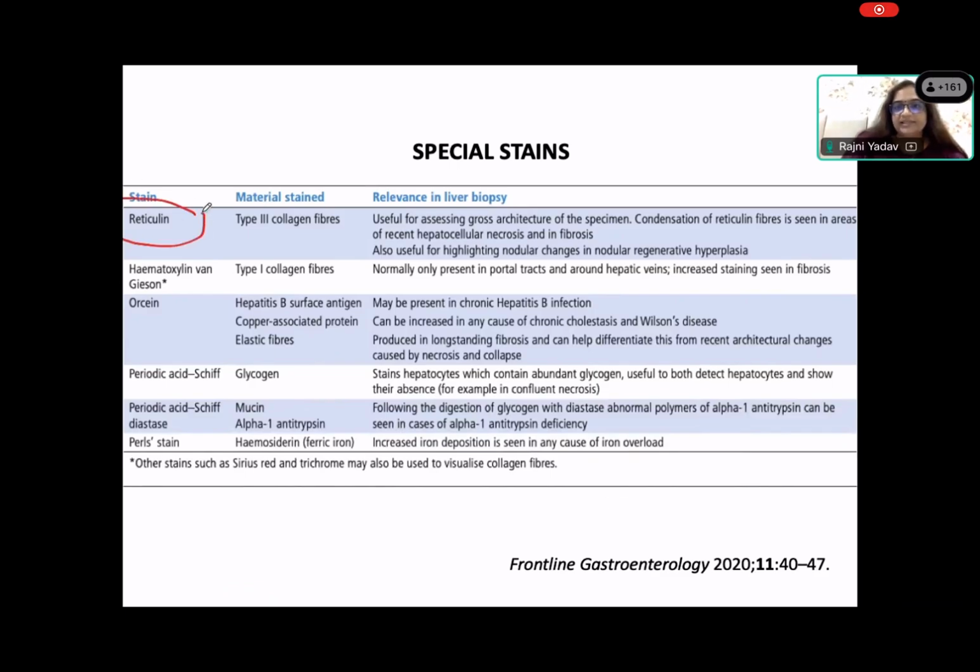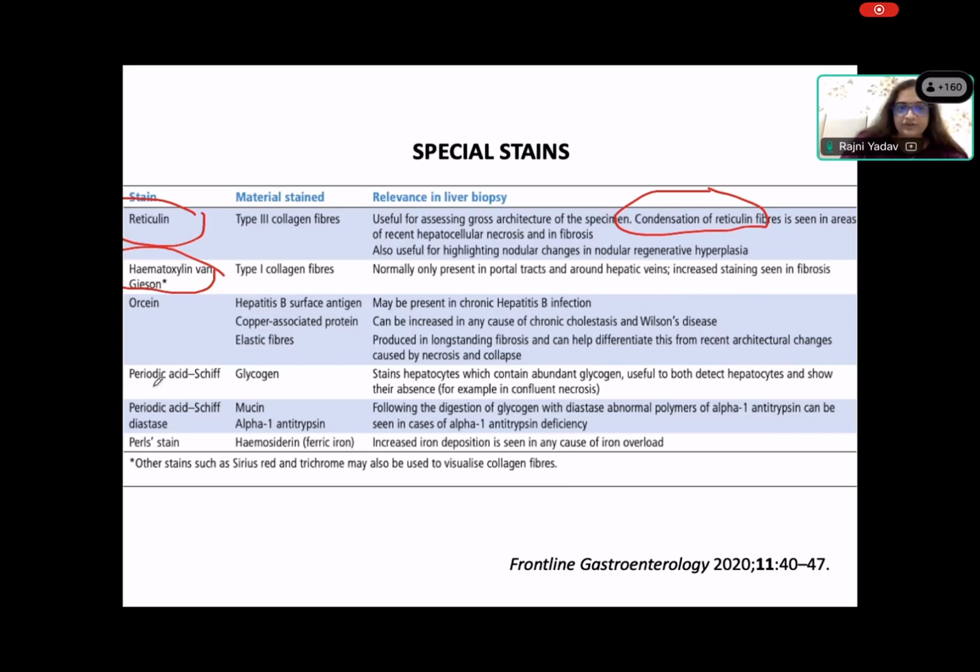So how does reticulin help? See, the condensation of the fibers will happen in the acute changes also and the chronic also. So if there is acute failure and there is a necrosis of a patch of hepatocytes, then also your fibers can be condensed. And when there is fibrosis, then also. So to differentiate acute versus chronic, you will need a Masson's trichrome or the hematoxylin van Gieson or a Sirius red. These three stains are used for type 1 collagen. So they will tell you how much is the true fibrosis.